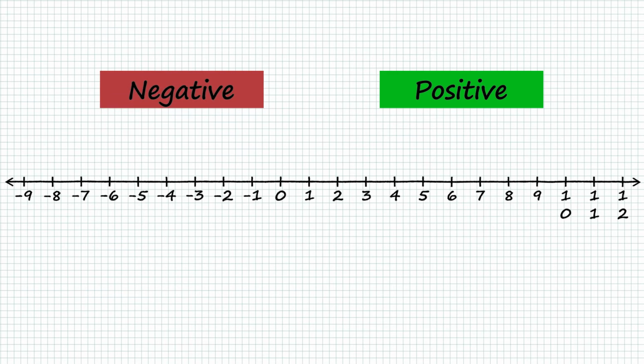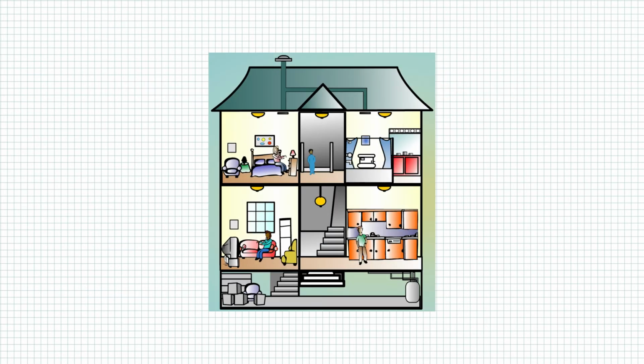Negative numbers turn out to be immensely useful to us. If we consider the ground floor of a building to be 0, then we could use negative numbers to count the levels of basement.